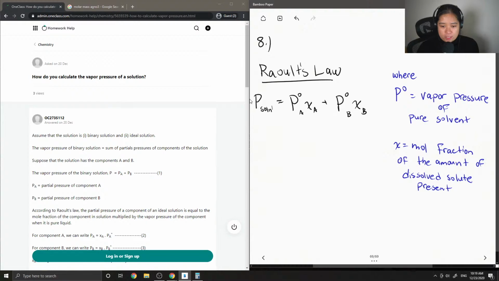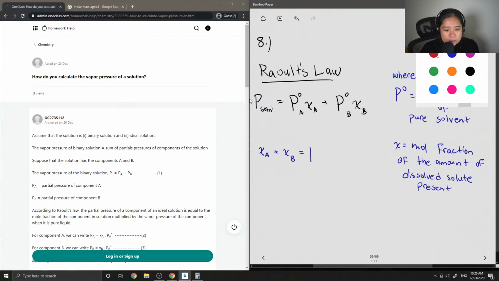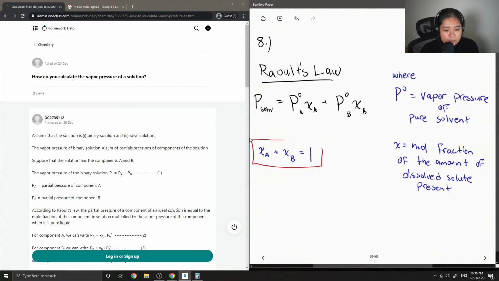Okay, so when you have the mole fraction of these two different compounds, A and B, it's also important to note that if you were to add these two values together, they should equal 1. So in a question, if you're given the mole fraction of one compound, you can quickly calculate the mole fraction of your other compound.